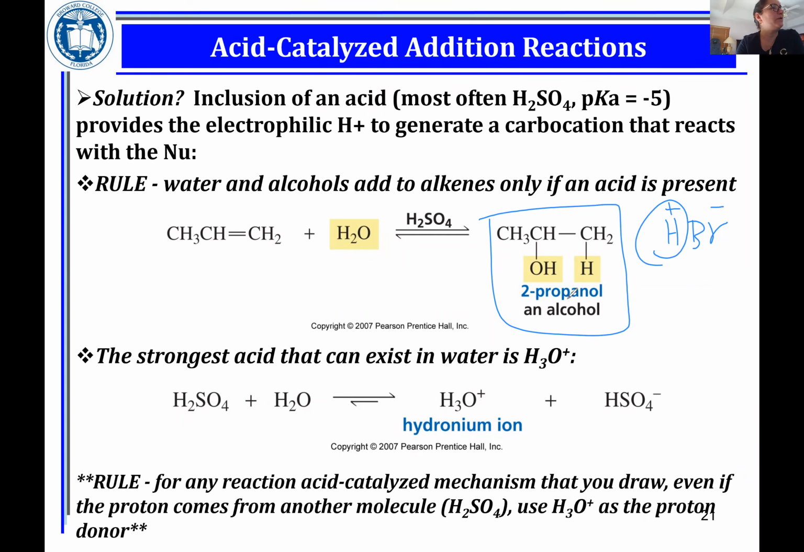Markovnikov or anti-Markovnikov? Markovnikov, because hydrogen is added to the carbon with the greater number of hydrogens, and OH is added to the carbon with the least number of hydrogens, the more substituted carbon. So the addition is going to be Markovnikov.